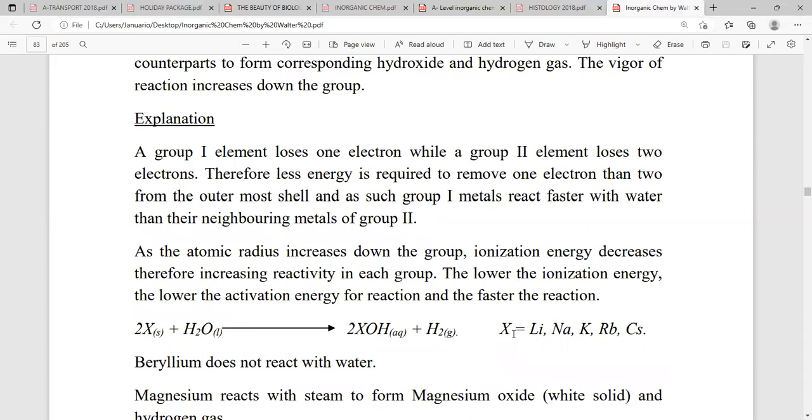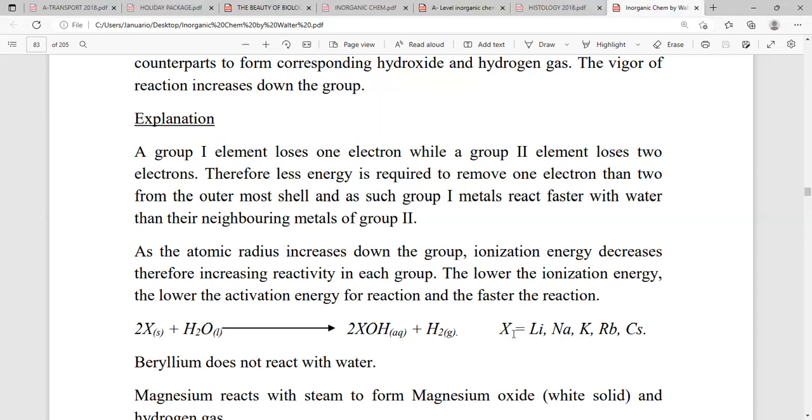This is because a group 1 element loses only 1 electron, whereas a group 2 element loses 2 electrons. Therefore, you require less energy to remove 1 electron than 2 from the outermost shell. And as such, you expect group 1 elements to react faster with water than their neighboring metals of group 2. For group 2, because you first have to remove the 2 electrons to be replaced with a molecule from water, you require a high amount of energy. Whereas these ones require less energy, you expect them to have a faster reaction than those of group 2.